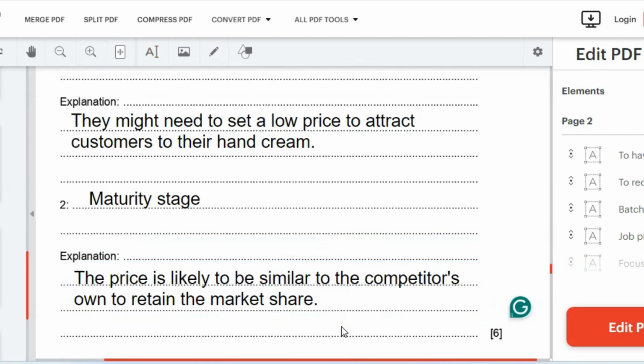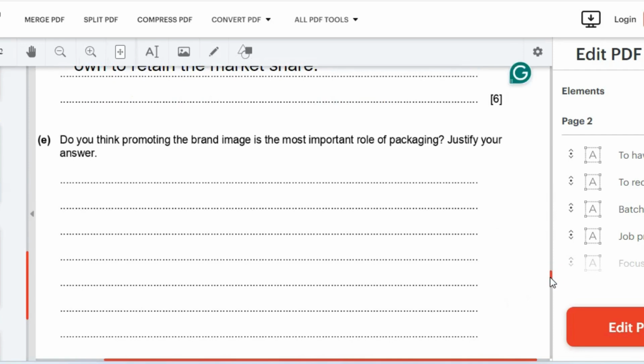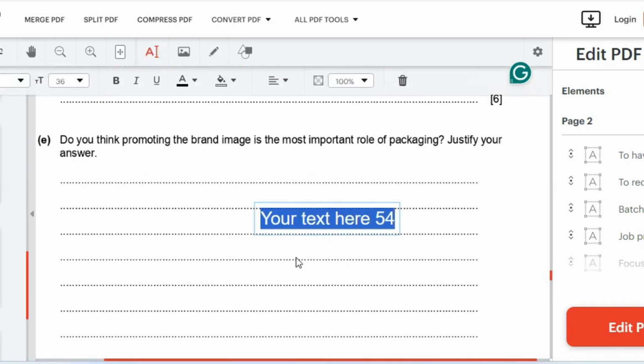And we also have the decline stage, where a discount might be offered to maintain sales. Now, let's move to the next question here. We move to question 4E. Do you think promoting the brand image is the most important role of packaging? Justify your answer. Why do you think promoting brand image is the most important role of packaging? Now let's try to put out some points that might be acceptable to the examiner.